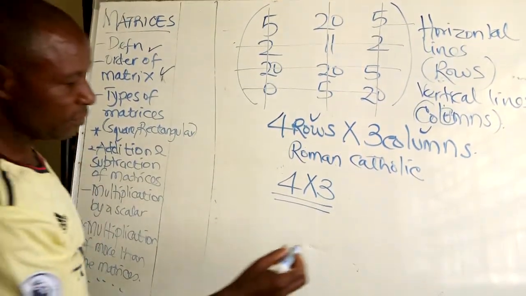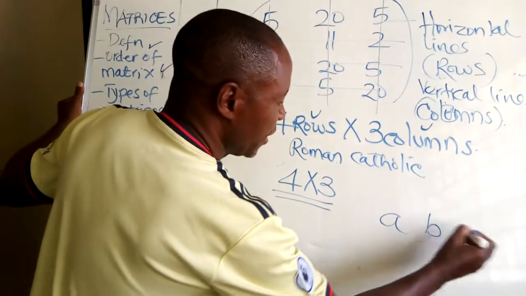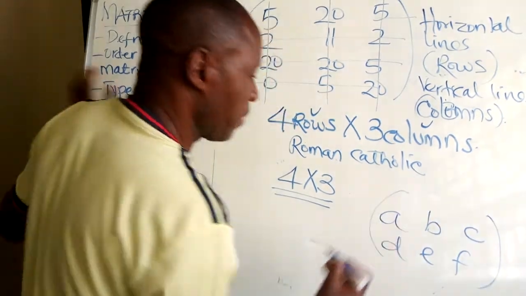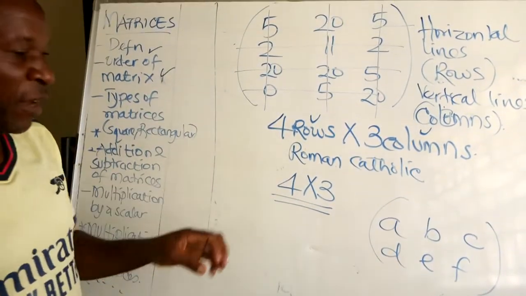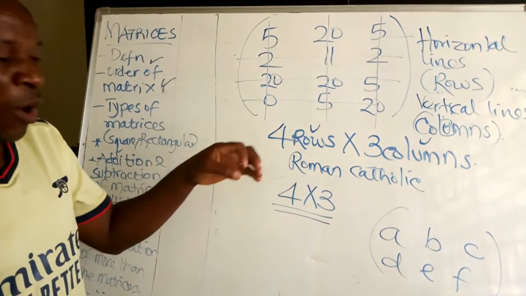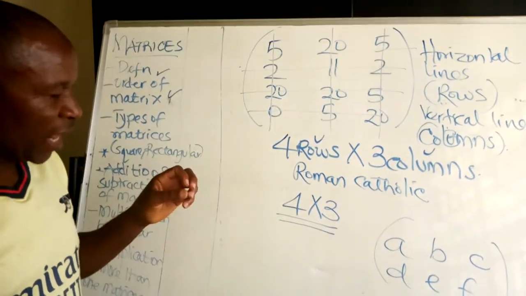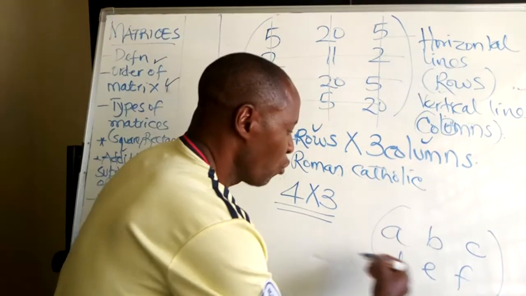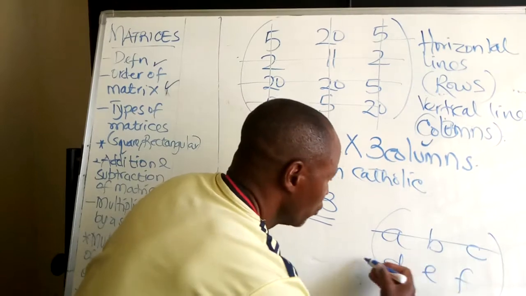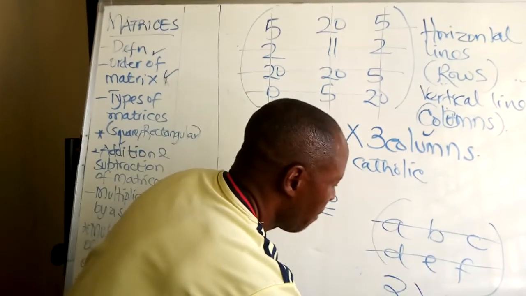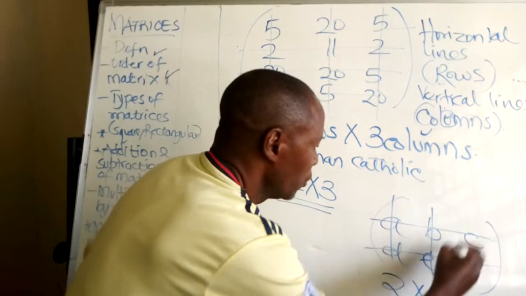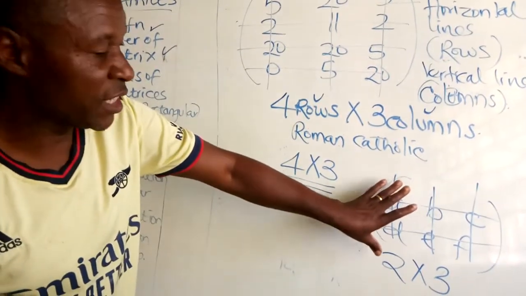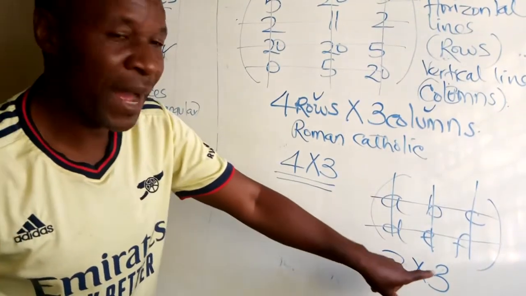For example, I have a, b, c, d, e, f as a matrix. If somebody asks me for the order of this matrix, I'm going to start with the number of rows. It has 2 rows, by 3 columns. So the order of this matrix I've written here is 2 by 3.